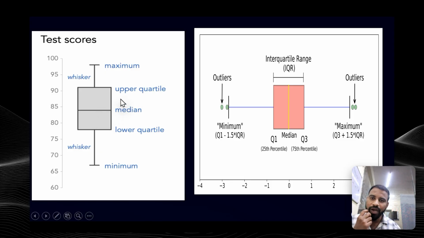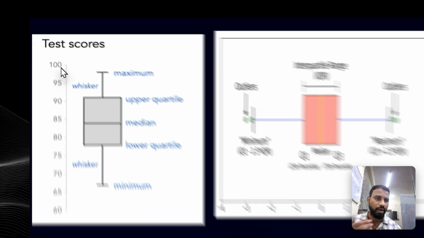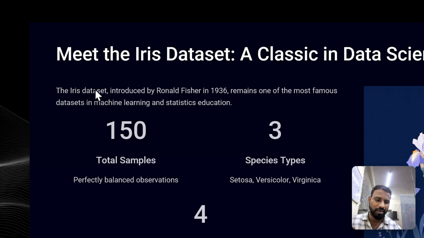And then what about the upper quarter? Upper quarter means the 75th percentile, meaning 75 percent of the people in the classroom get below 90 marks. And what about the maximum marks in the classroom? That is nothing but 95 above, something between 98 or something like this.